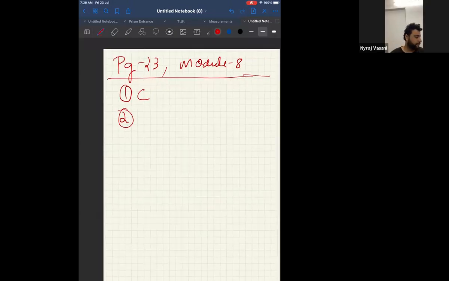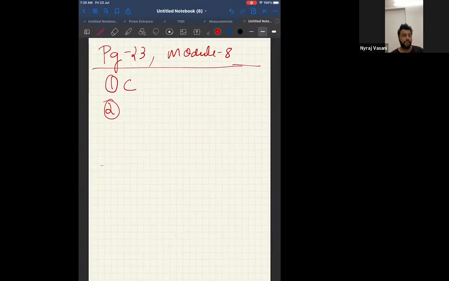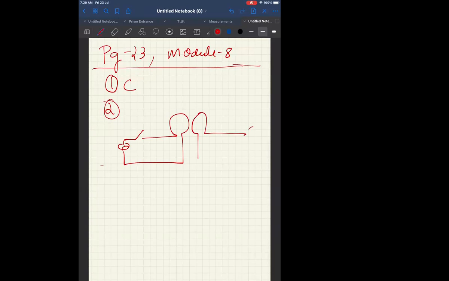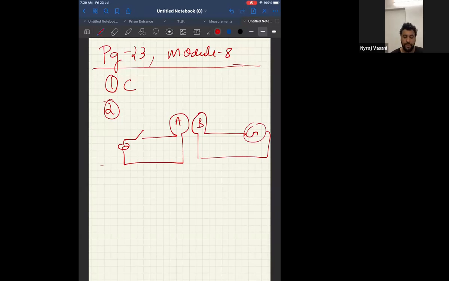Now let me read the question. They have given a diagram in which there are two coils, okay? There is coil A and there is coil B. Now remember, if current goes through coil A like this, current in coil B will oppose that current because of Lenz's law. You know what Lenz's law means? Lenz's law means opposition, correct? Because of the minus sign.